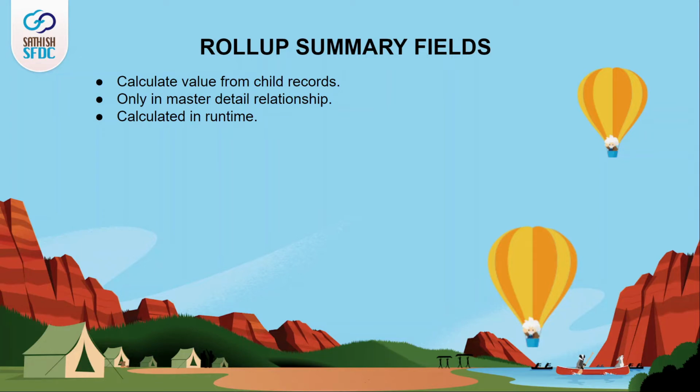You can create a rollup summary field to display a value in a master record based on the values of the fields in a detail record. The detail record must be related to the master through a master-detail relationship. Like a formula field, it only calculates the value and does not store the value anywhere. Now, let me show how to create a rollup summary field through a demo.